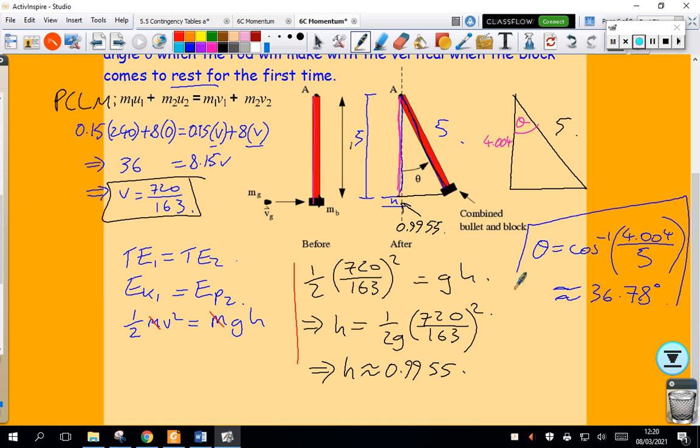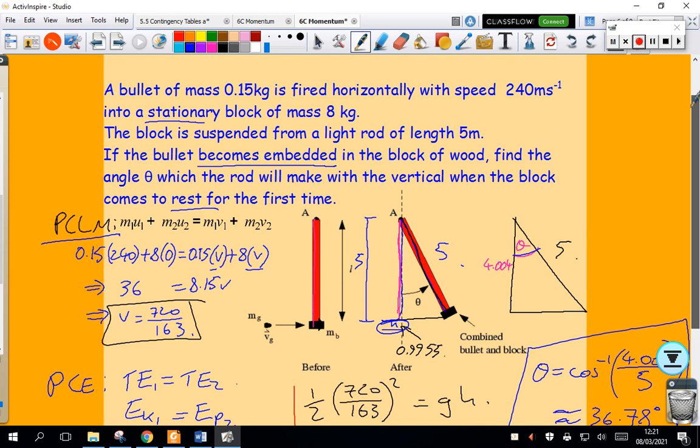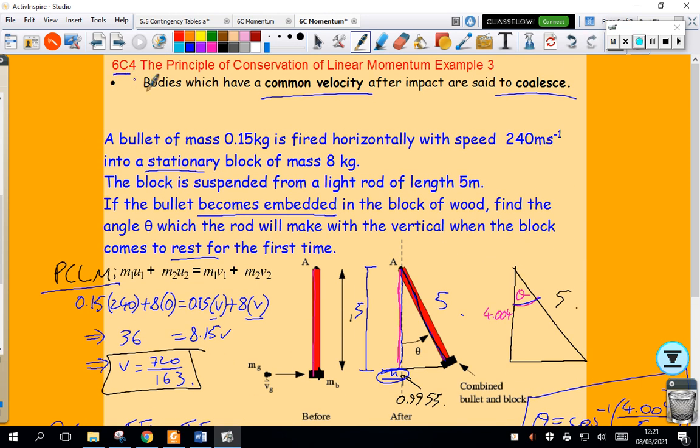Okay, so quite a bit in that as well. We had to use the principle of conservation of linear momentum. We had to use the principle of conservation of energy. And we had to be able to use our trigonometric ratios and, once we figured out the height, be able to solve this triangle. Okay, so that's the principle of conservation of linear momentum, and we'll be moving on to the next section in the next class. So section 6C, you should be able to attempt pretty much all the ordinary level questions at this stage.